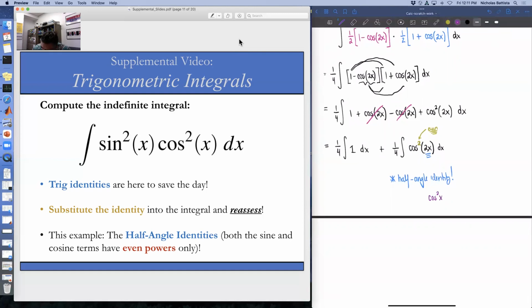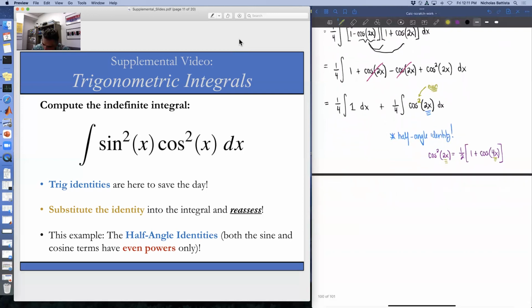It'll be cosine squared, not of x, but of 2x, is equal to 1/2 times the quantity of 1 plus, this time, a cosine of 4x. Again, going from a 2x in the cosine squared to a 4x, or doubling what that argument was.